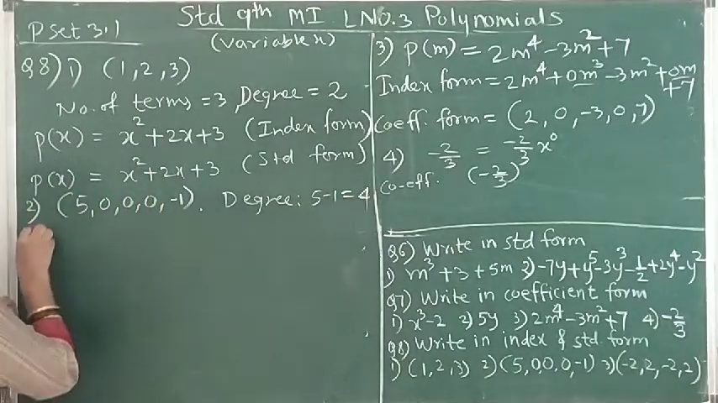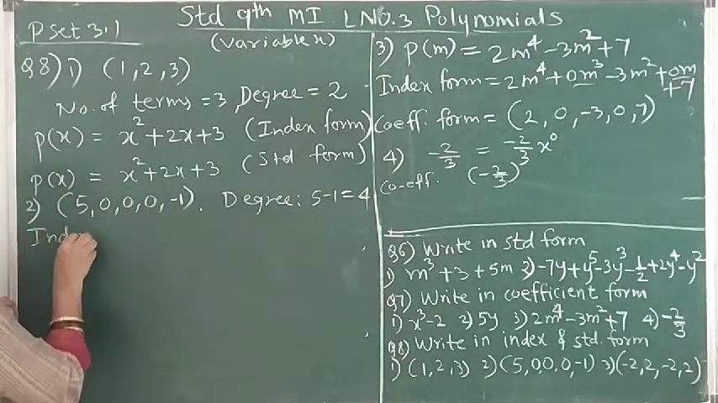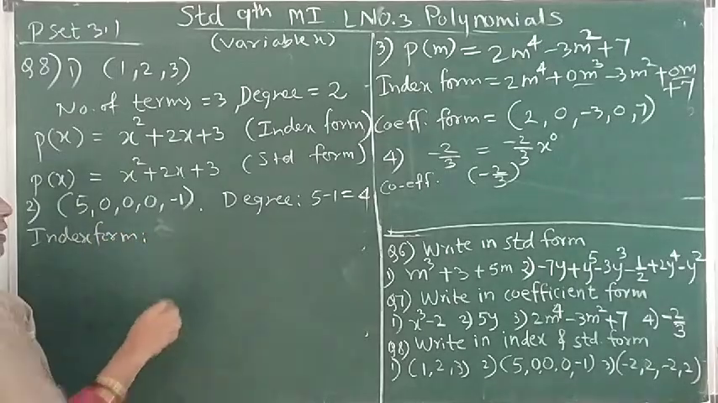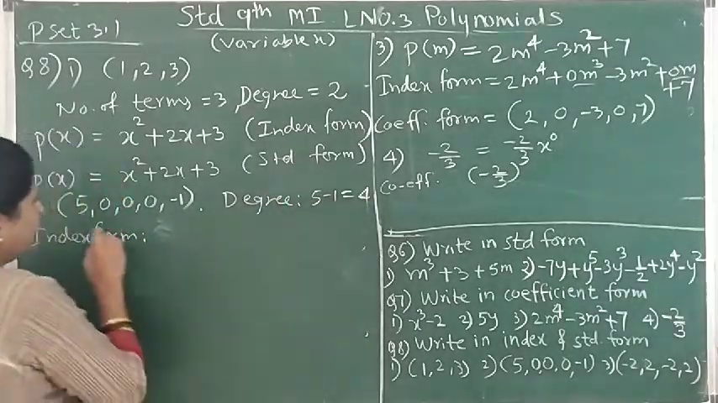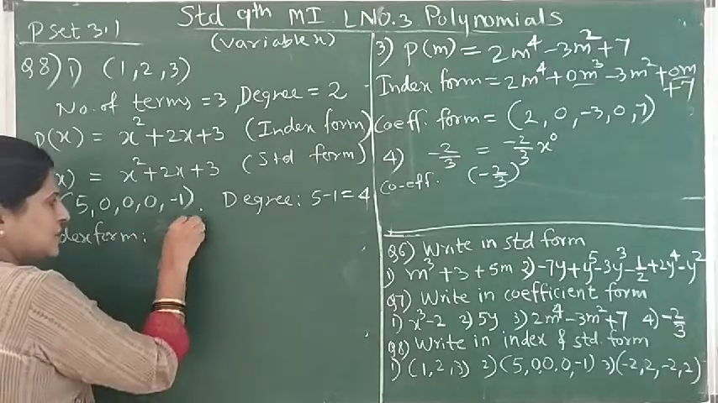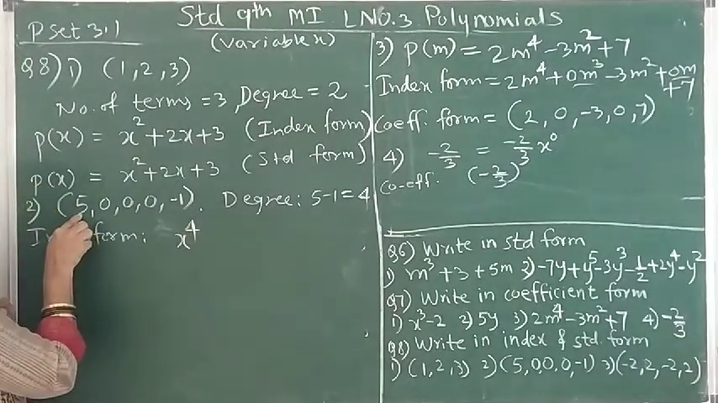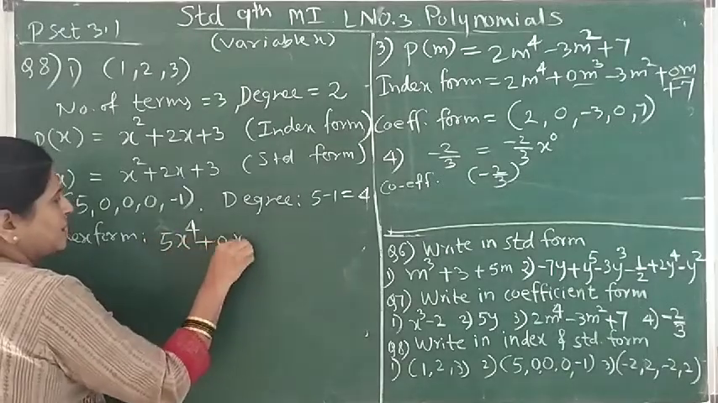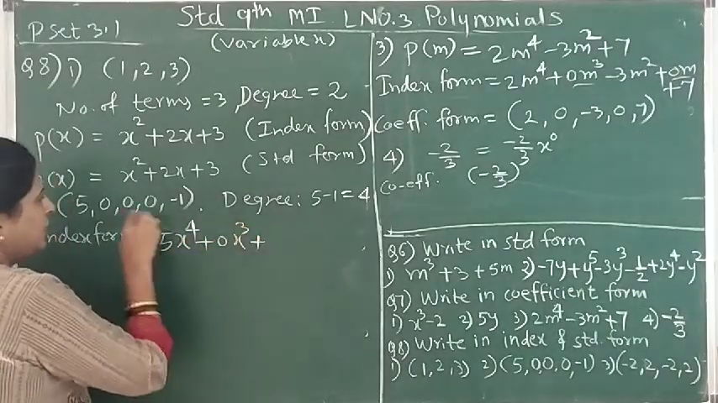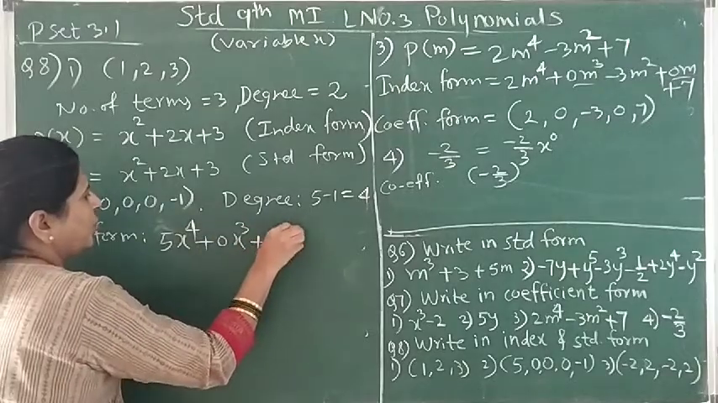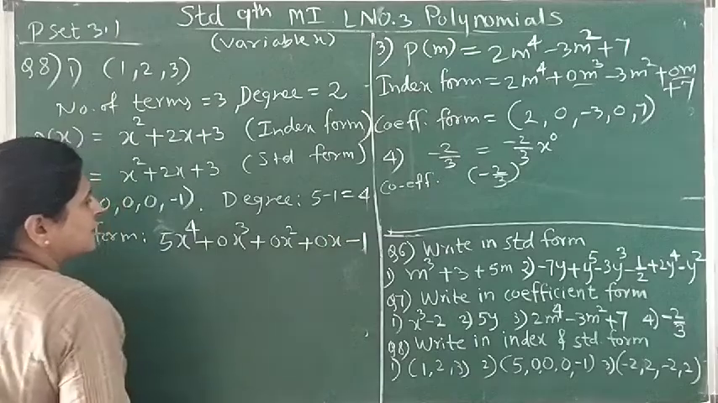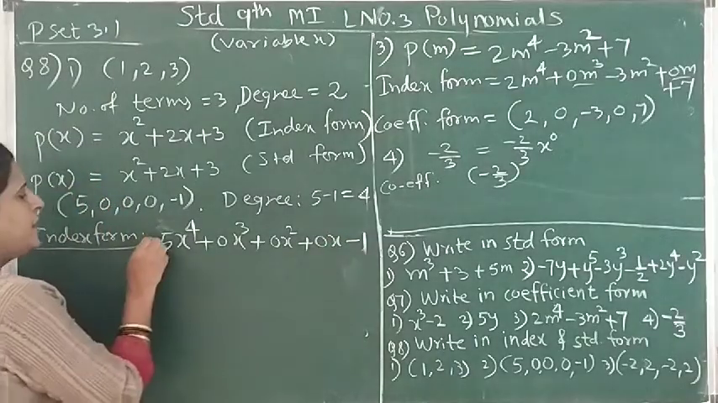Okay. So first, if you want the index form, the highest power is going to be 4. So the variable is going to be x raised to 4. This is the highest power and its coefficient is going to be the first number, that is 5. Then it will be 0x cube, correct? Then the next is also 0x squared. Then the next is again 0x, and the last constant is minus 1. So here is your index form.